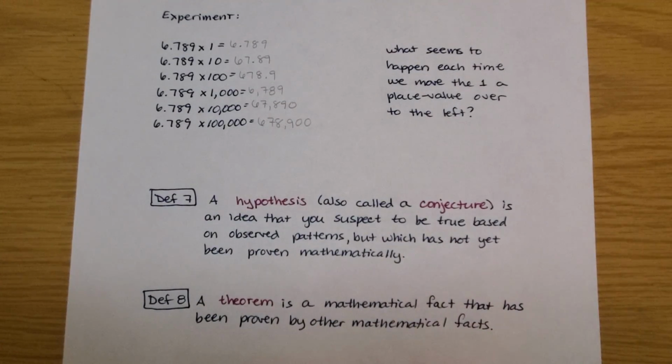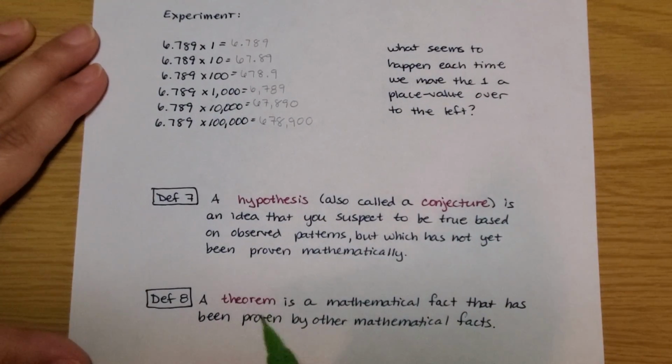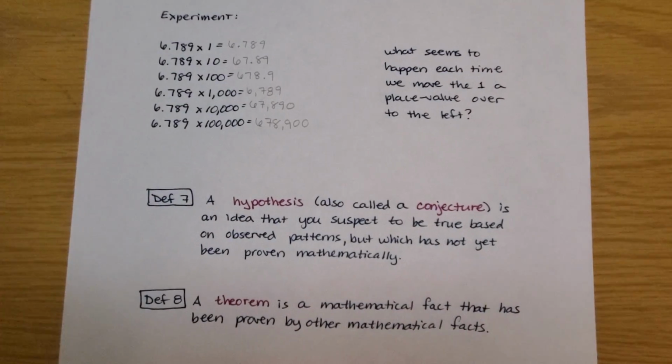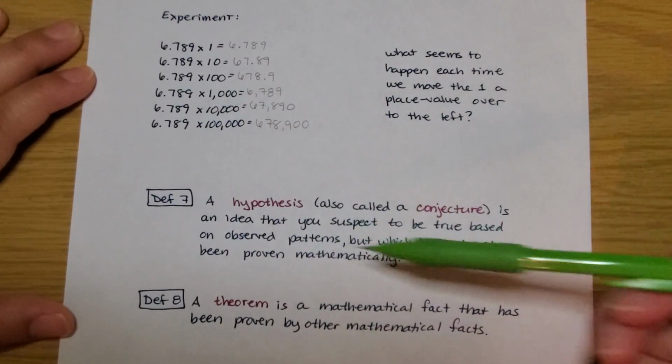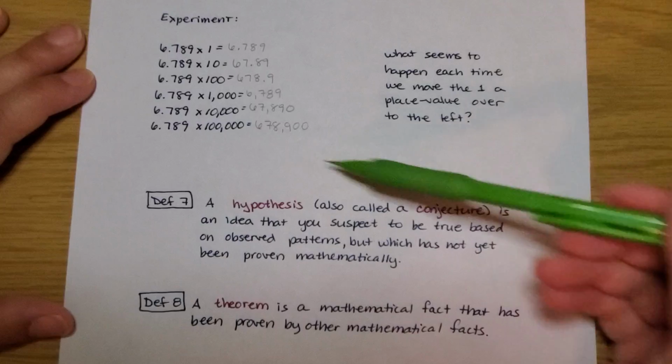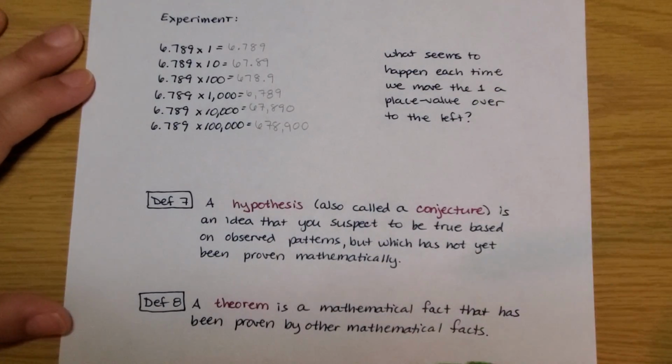Now, once a hypothesis or a conjecture has been established, has been proven mathematically, then we're going to call that a theorem. In this class, our focus is on developing skills and a pattern recognition skill. So we're going to focus primarily on forming hypotheses and conjectures, or sort of playing around and experimenting. And we're not going to focus so much on the proofs in this class. So we're not going to be establishing theorems.